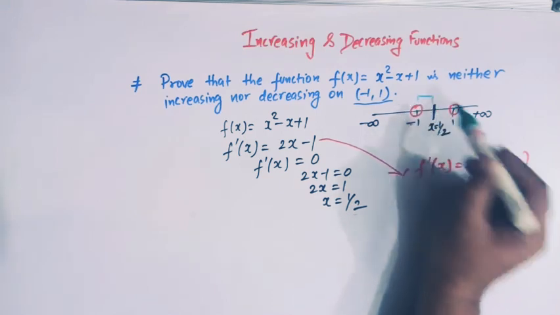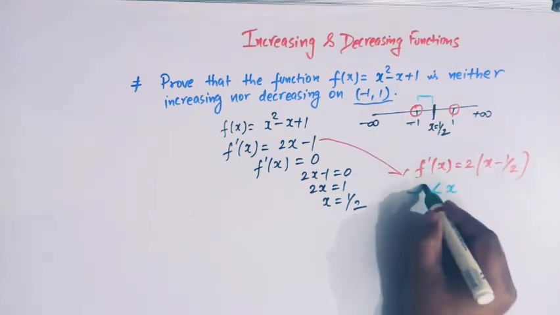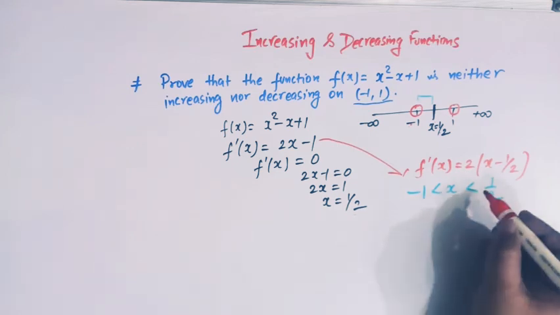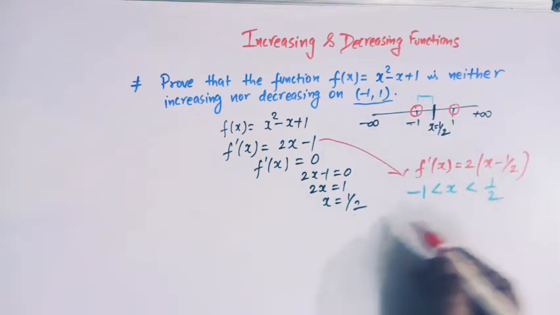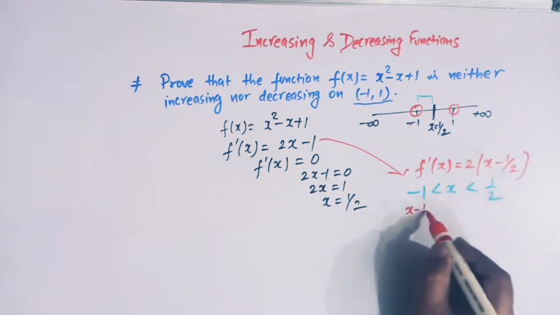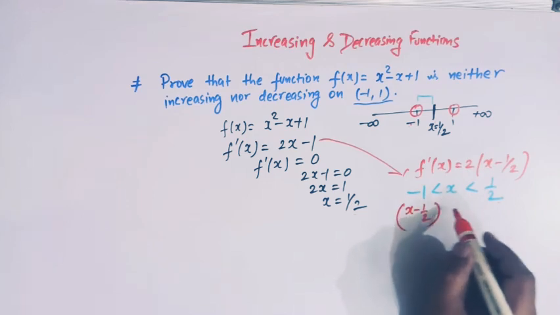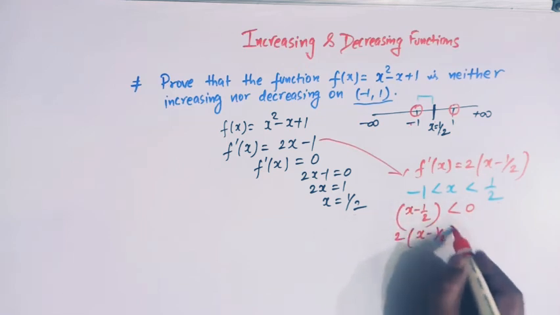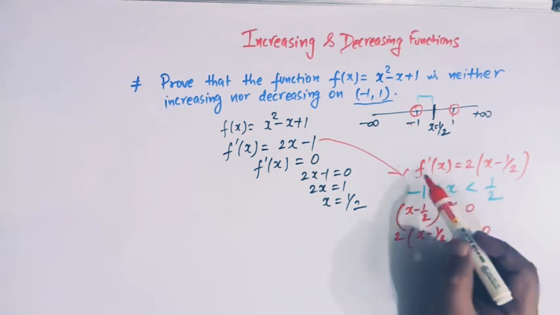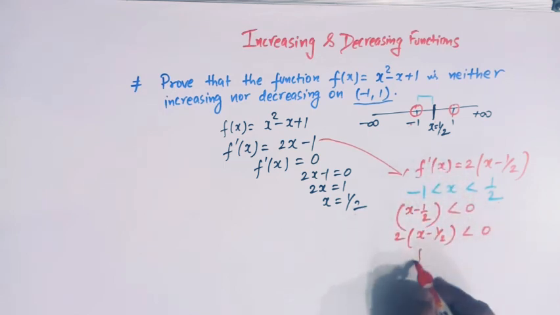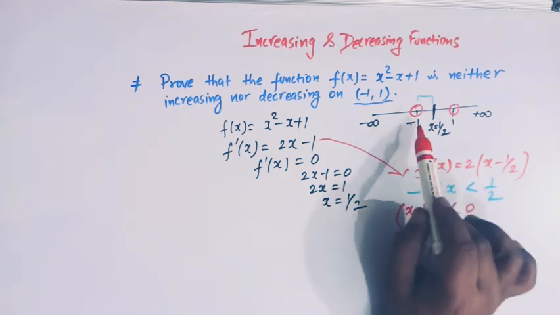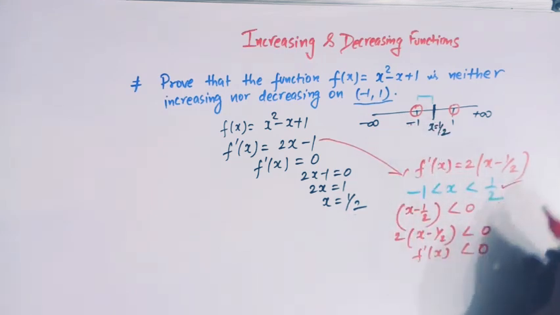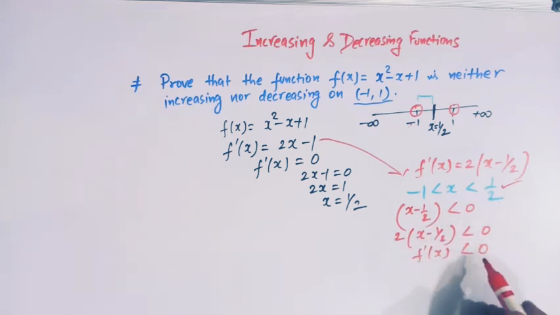Now let us take this interval, that is x is greater than minus 1 and less than half, right? So when x is greater than minus 1 and less than half, then we see that this term, x minus half, is less than 0, right? And multiplying both sides by 2, we get 2 times x minus half is less than 0, and 2 times x minus half is our derivative. So f prime of x is less than 0. So when we take the value of x between minus 1 and half, then we see that the derivative is less than 0, right?